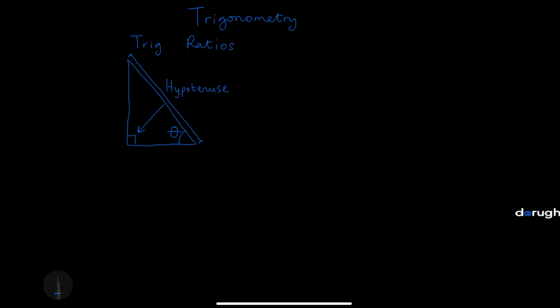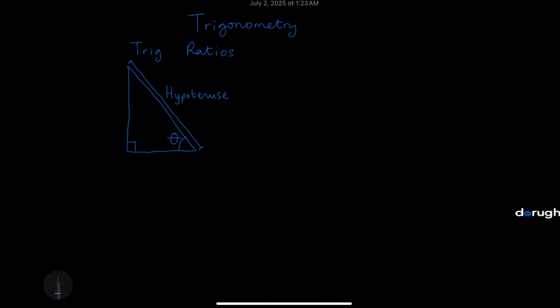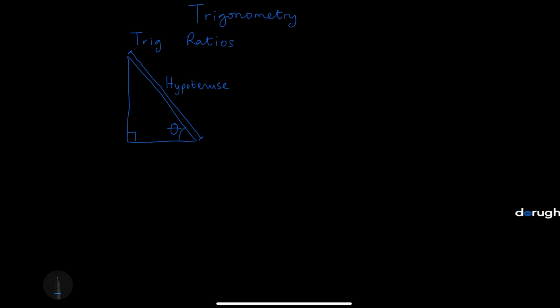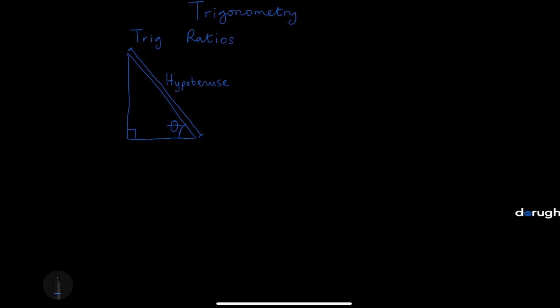Alright, so we now have the two other sides to define. These two other sides actually depend on the angle that we're trying to solve. So in this case, this is the angle we're trying to solve, this one here, theta. And so the length of the side that faces that angle, that's this one here. This is called the opposite.